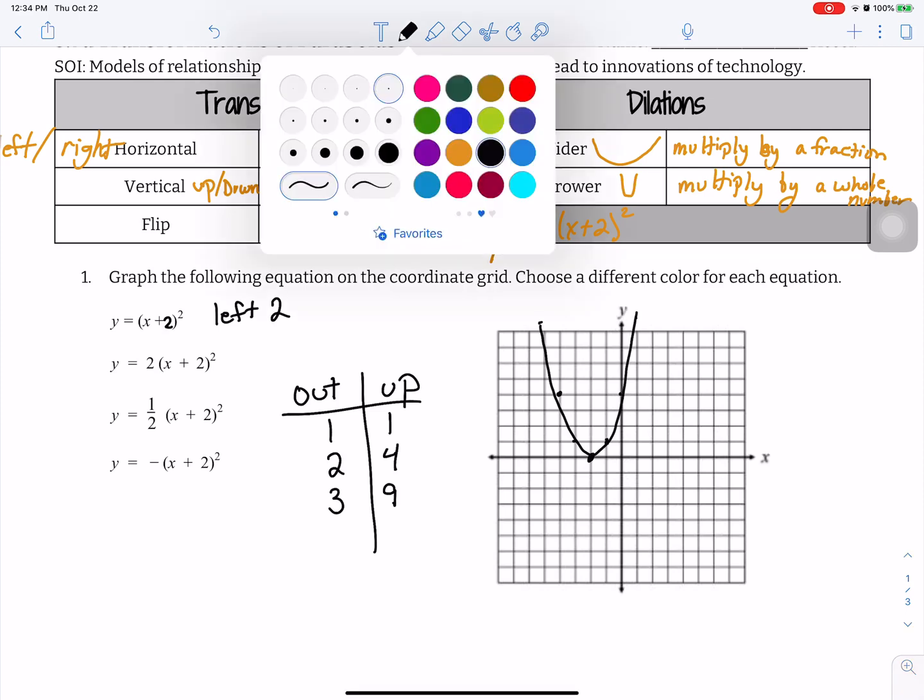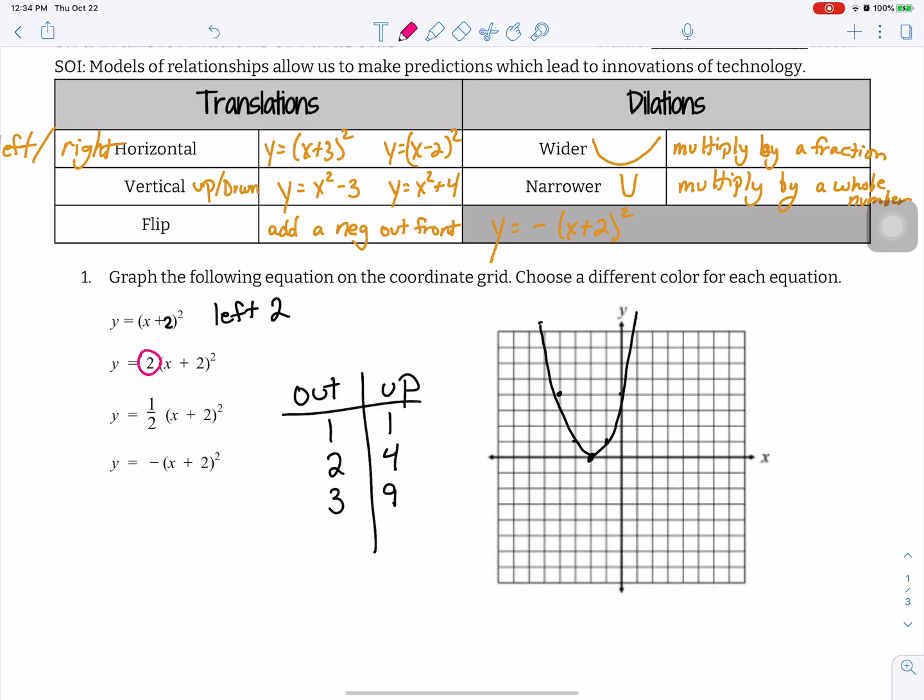And then I'm going to switch colors. Now this one here has a 2 up front. So I'm going to add a column onto this table, and I'm going to multiply by 2. I take all my ups and multiply them by 2. So this becomes 2, this becomes 8, this becomes 18. When I'm graphing, I do not graph this one. I now graph my out and my times 2. So I go to my vertex, I go out 1, up 2, and do that both directions. I go out 2 and up 8. And then I have my graph, and it's narrower than my original one.